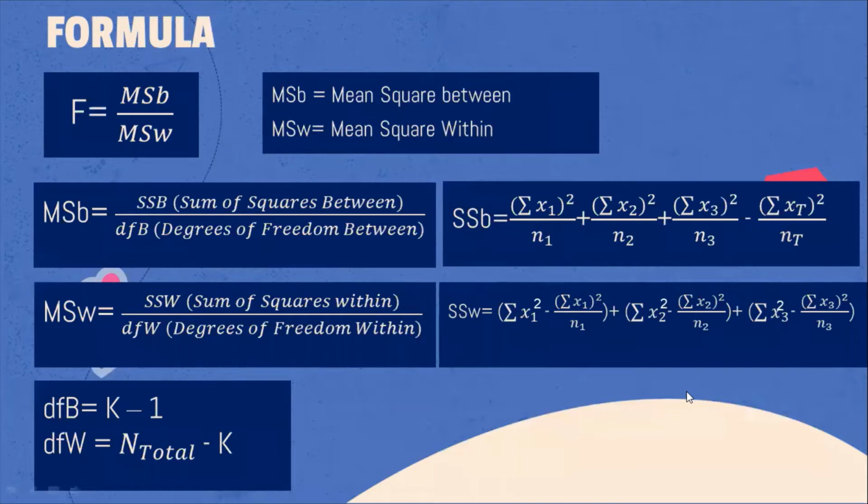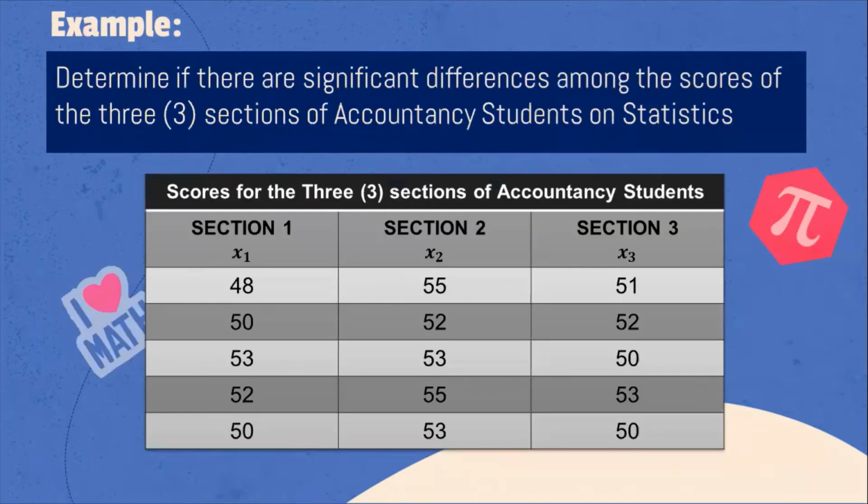Those are the formulas that we need to follow in order for us to solve for the value of f-test or t-test ANOVA value. Let's try to solve this example. Determine if there are significant differences among the scores of the 3 sections of accountancy students on statistics. Section 1, these are the scores. Section 2, these are the scores. Section 3, these are the scores.